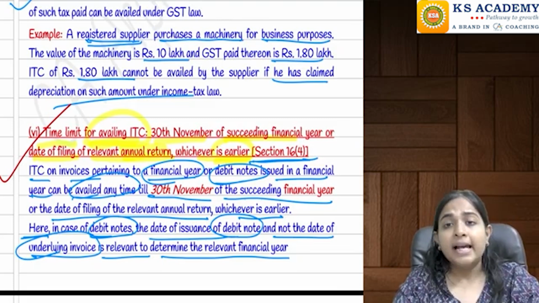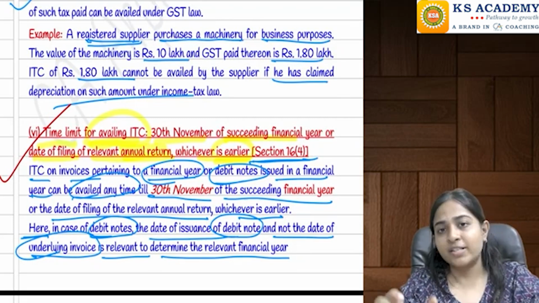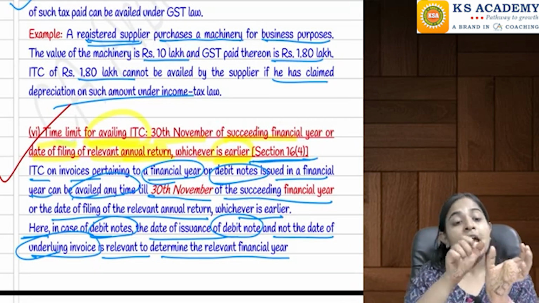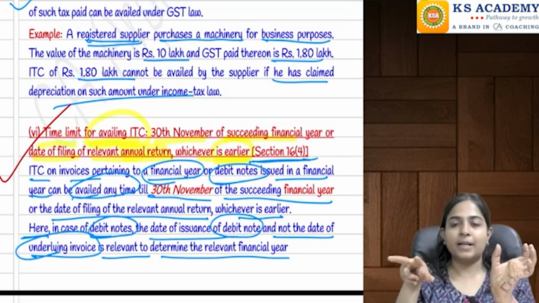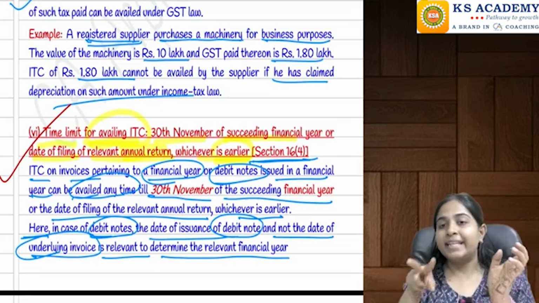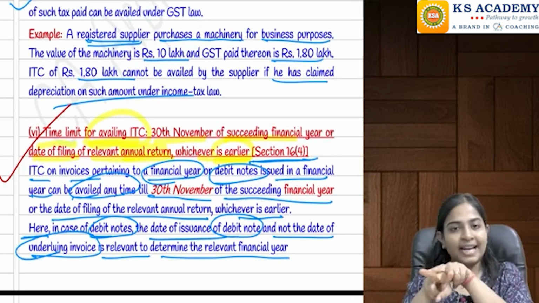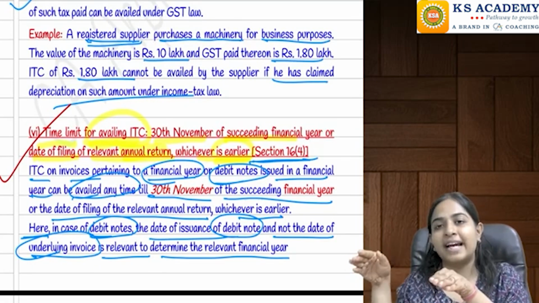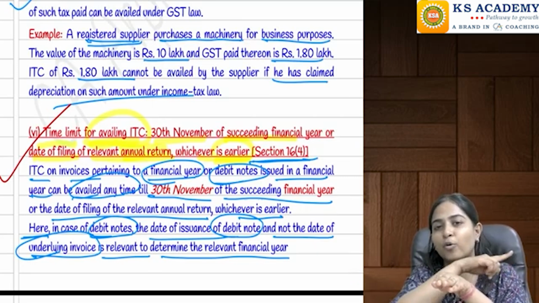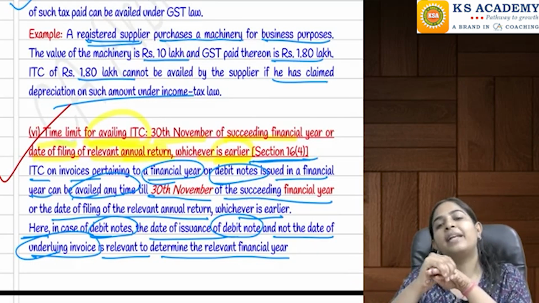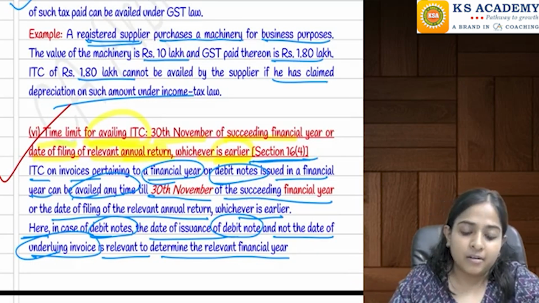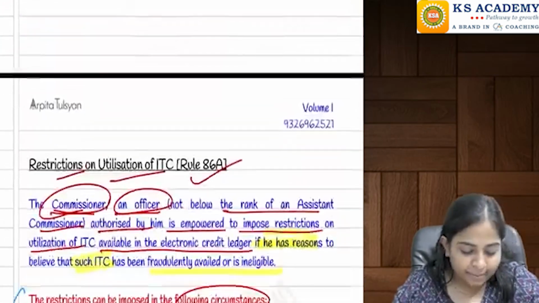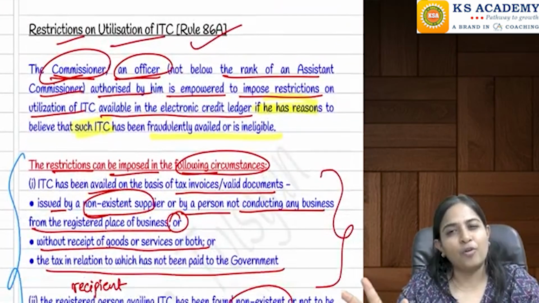Now, let's say a particular invoice was issued. For that, you have to check the due date by when you can avail the ITC. Now, if a subsequent debit note was issued for that, and in that also some GST is applicable, what is the last date for availing the ITC on that debit note? You need not check the date of the original invoice. The date of the debit note will be relevant for determining the last date for availing the ITC. A few examples and exceptions are given there, which we have already discussed.